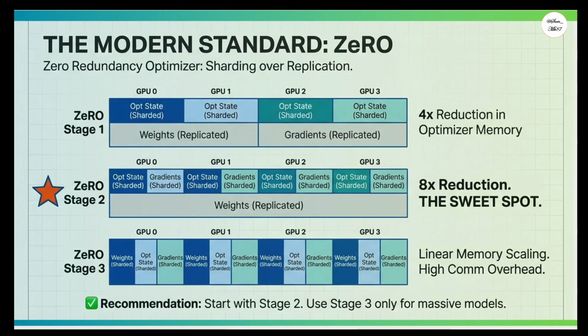Stage 2, which is the sweet spot, shards both the optimizer and the gradients for an 8x reduction of memory footprint. Then stage 3, the complex one, shards everything, including the weights, which allows for linear memory scaling but comes with high communication overhead. So the recommendation: start with stage 2, and only move to stage 3 for truly massive models that simply won't fit any other way.